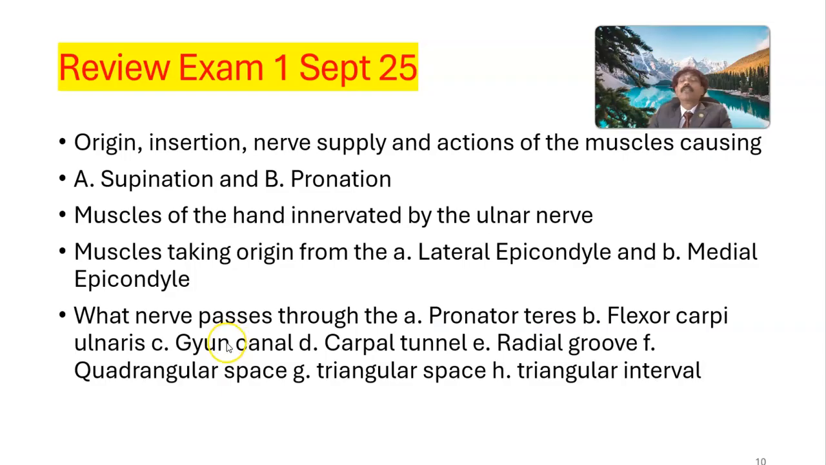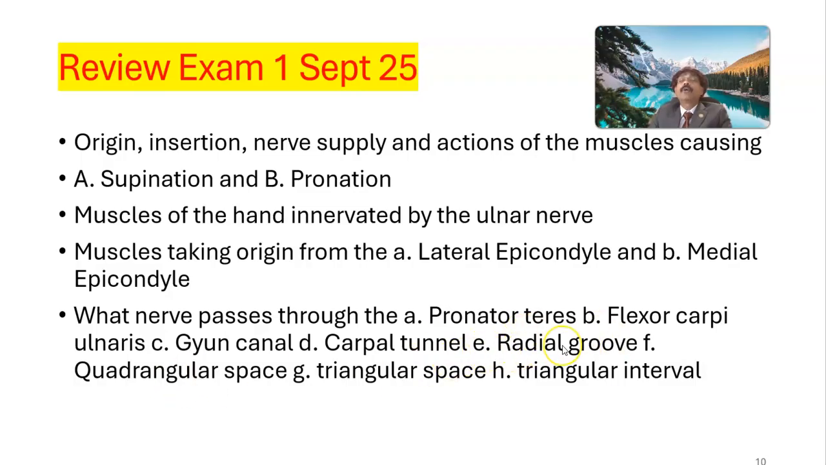Guyon canal for the passage of the ulnar nerve. Guyon canal is a canal between the pisiform bone and the hook of the hamate bone, and the pisohamate ligament. Okay, it contains the ulnar nerve. Carpal tunnel contains what nerve? The median nerve and 9 tendons. 4 tendons from flexor digitorum superficialis, 4 tendons from flexor digitorum profundus, 1 tendon from flexor pollicis longus.